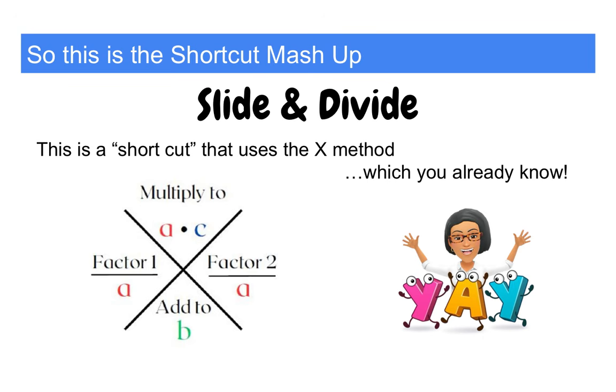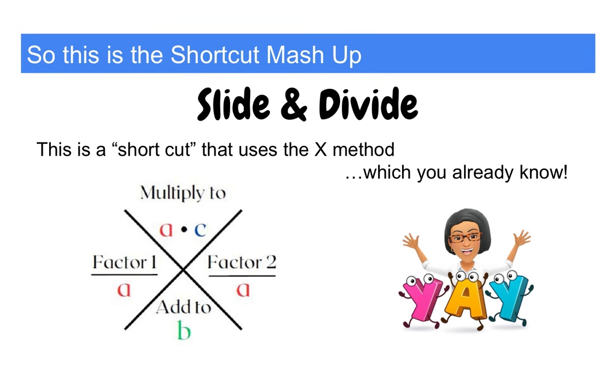Okay, so next I'm going to take some time to demonstrate to you what we call the slide and divide method. It's a shortcut, kind of a mashup. It's putting together the X method with a shortcut that we know. And since you already know the X method pretty well, it's a good, useful strategy to use.